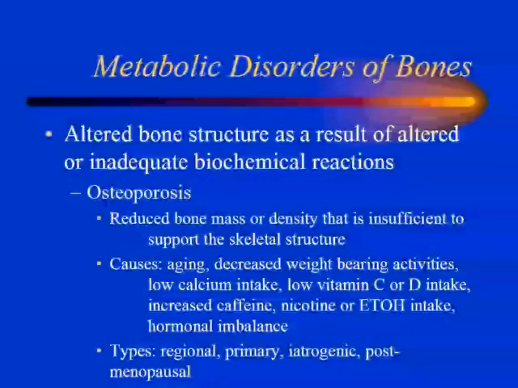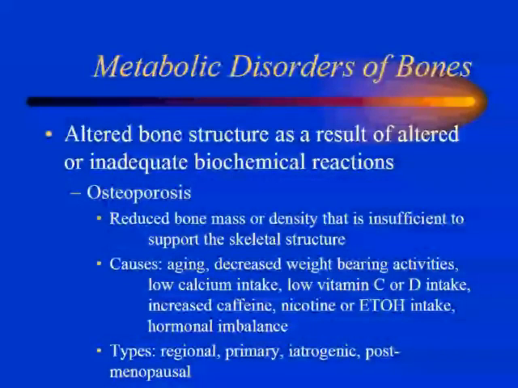Primary, iatrogenic. Iatrogenic osteoporosis is a temporary form in persons receiving large doses of heparin, glucocorticoids, lithium, methotrexate, anti-epileptic drugs, cyclophosphamide, or cyclosporin. And postmenopausal is because you don't have enough estrogen, and therefore it occurs in middle-aged and older women.